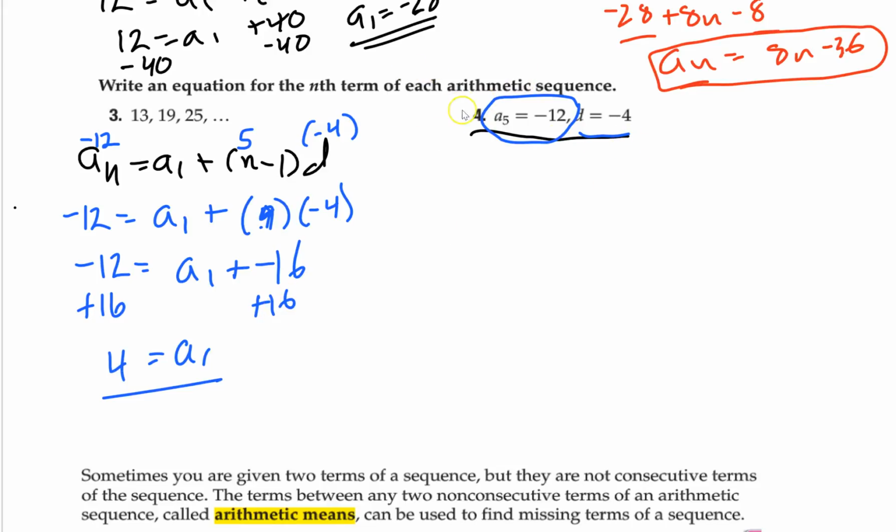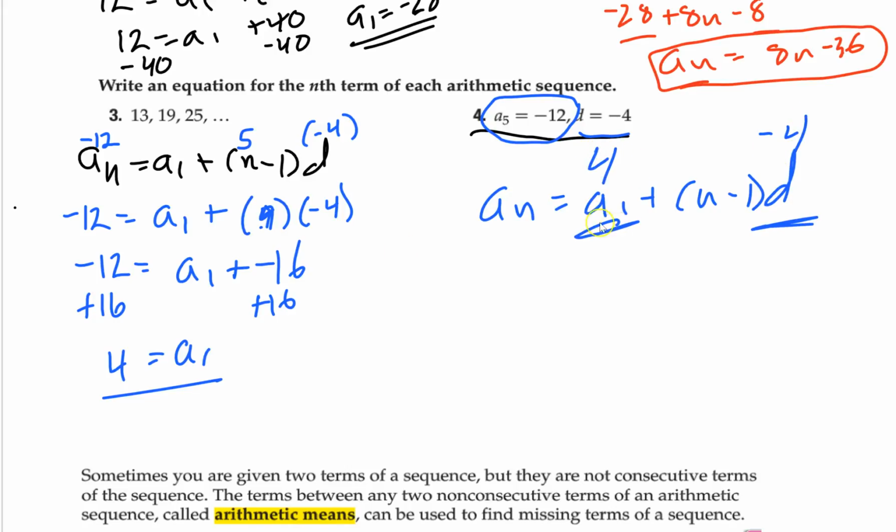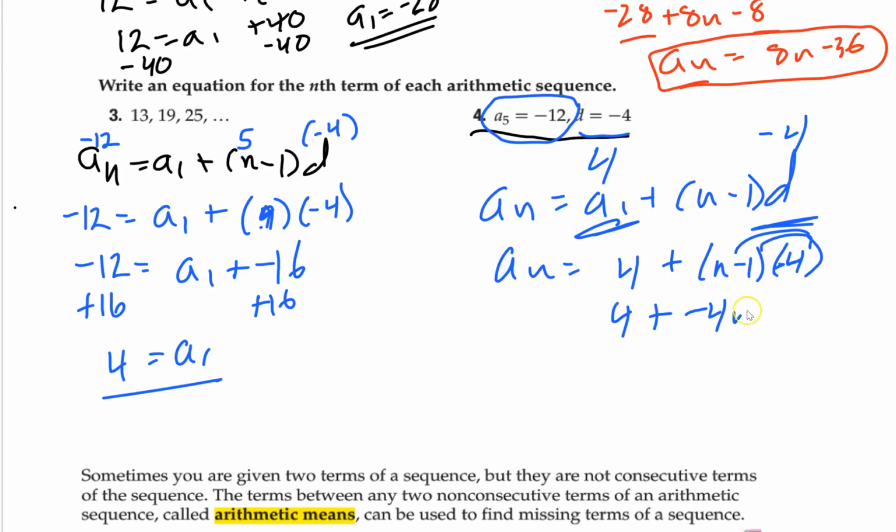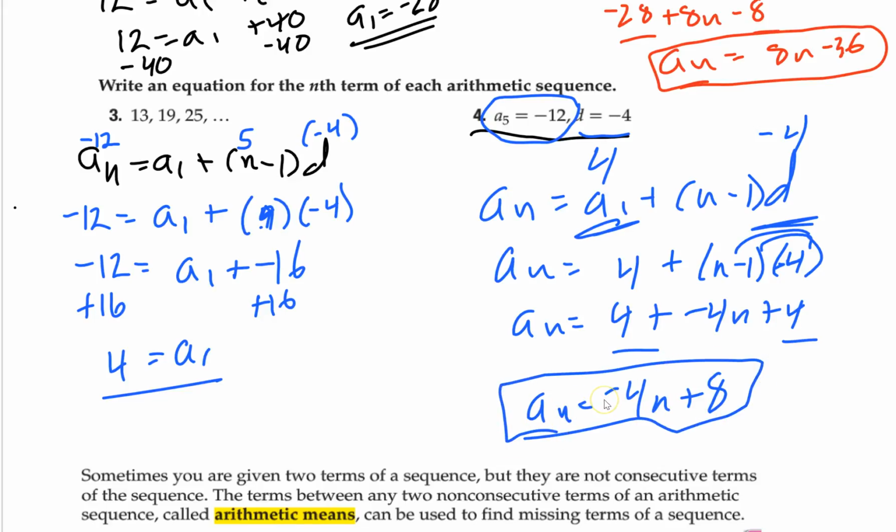I have my common difference. If I want the general formula, those are the only two things you need. All you need to fill out is A1 and the common difference. The common difference is negative 4, A1 is 4, plug it in. You could simplify this. Honestly, you could leave it like this. That is fine, that is an equation. I would give you full credit, but we're not lazy. Distribute this: 4 plus negative 4 times n minus 1. Negative times negative is positive. Then simplify it a little bit, add like terms: negative 4n plus 8.